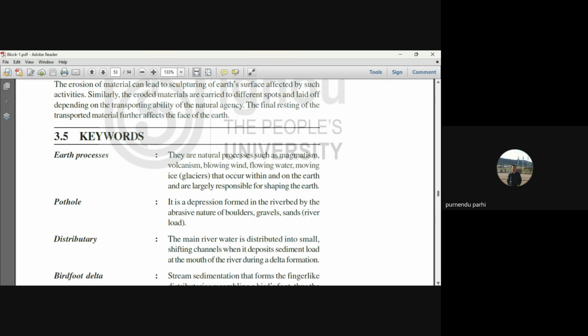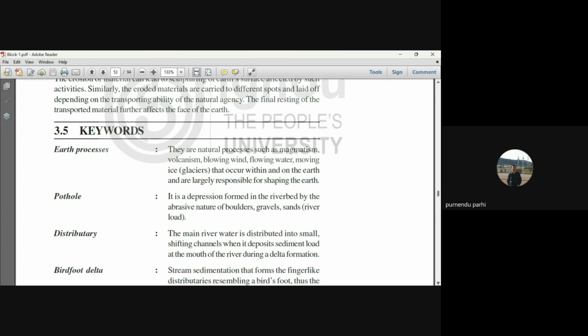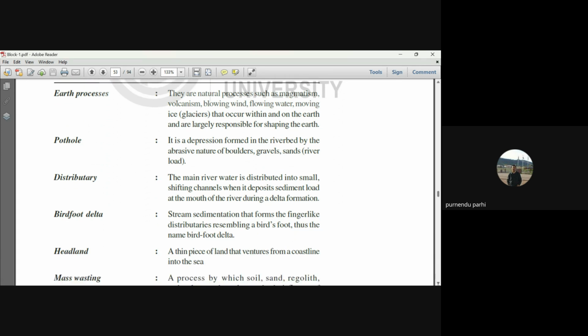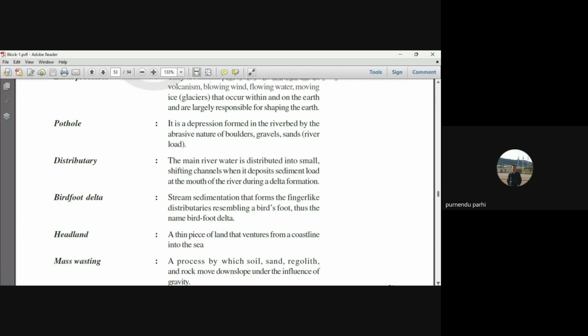Then, what is the pothole? It is a depression formed in the riverbed by the abrasive nature of the boulders, gravels, sands. Then what is distributary? The main river water is distributed into small shifting channels when it deposits sediment load in the mouth of the river during a delta formation. Then bird's foot delta, stream sedimentation that forms the finger-like distributaries resembling the bird's foot, thus the name bird's foot delta.